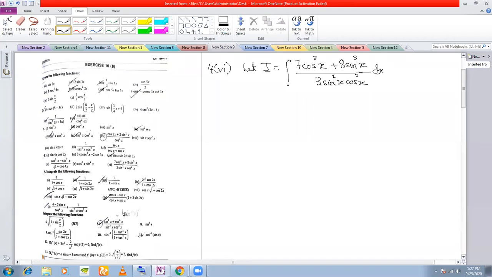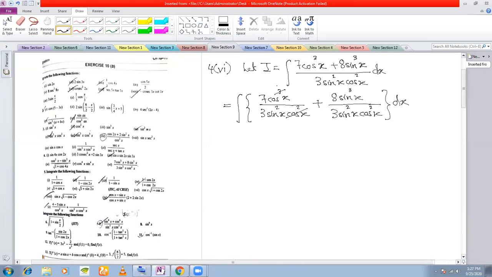Okay, so your first duty here is to separate: integration of 7 cos cube x divided by 3 sine square x cos square x, plus 8 sine cube x divided by 3 sine square x cos square x, dx. Now what will happen? The cos square will cancel, leaving only a power 1 here. Sine square will cancel, leaving a power 1 here. So what are you left with?